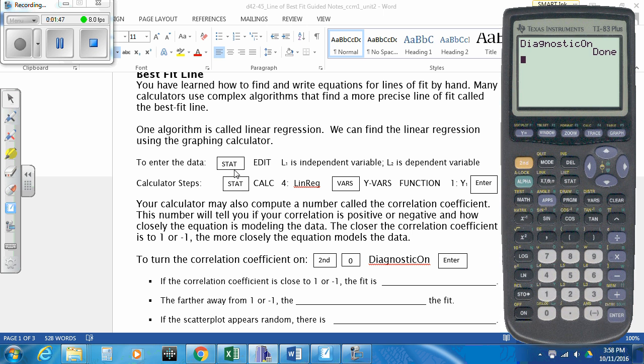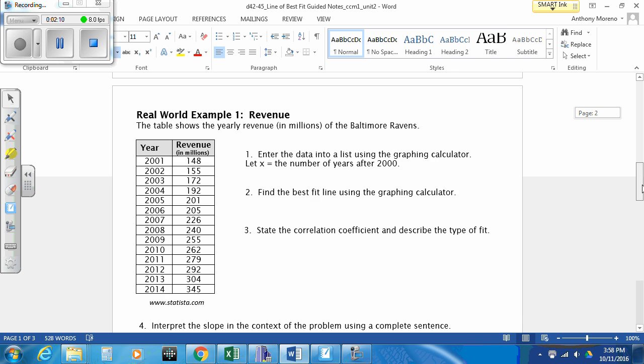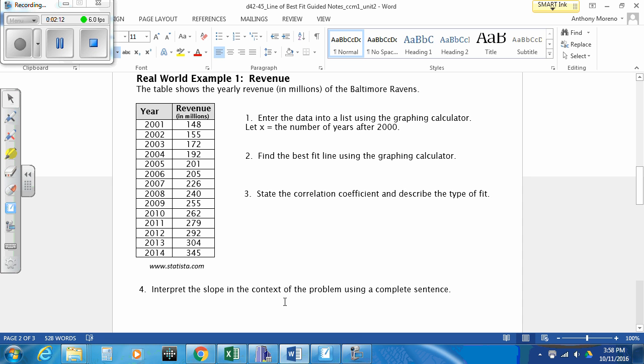So to enter data, hit stat. Stat is right here. Hit stat, and you're going to go to edit. Edit is also right here, on these top tabs. L1 is the independent variable, L2 is the dependent variable. So hit enter. So here's L1 and L2. What we're going to do is go here, scroll down. We're going to use this real world example number 1, and I'll walk you through this one, okay?